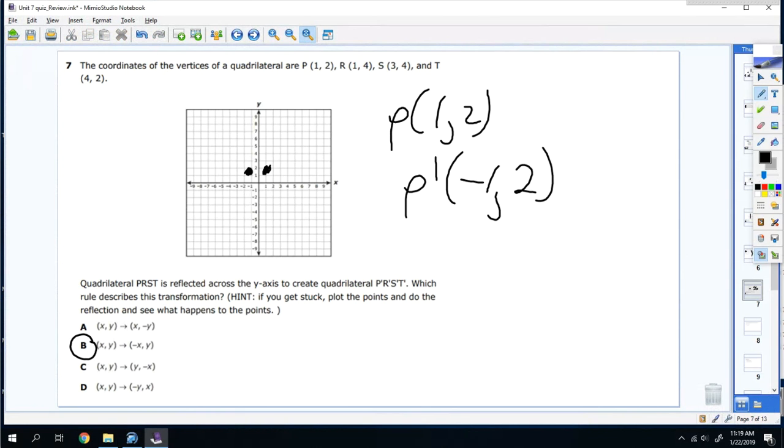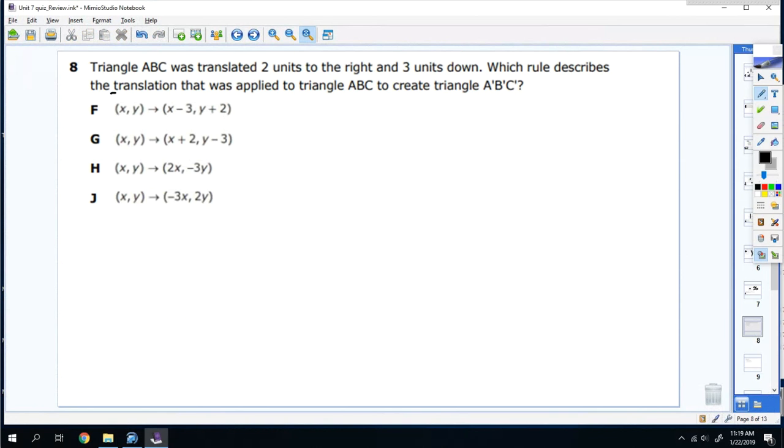All right, number 8. Triangle ABC was translated 2 units to the right, 3 units down. Which rule describes a translation that was applied to triangle ABC to create triangle A prime, B prime, C prime? Okay, so H and J are wrong because they're being multiplied. When you multiply, it's a dilation. When you add or subtract, it's a translation. And the correct translation is G because +2 is X and 3 units down is Y.